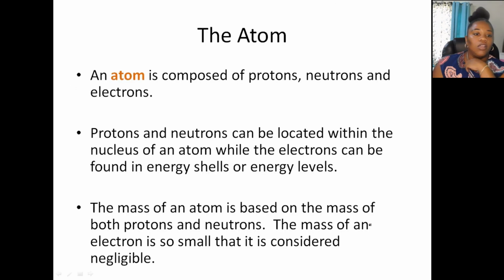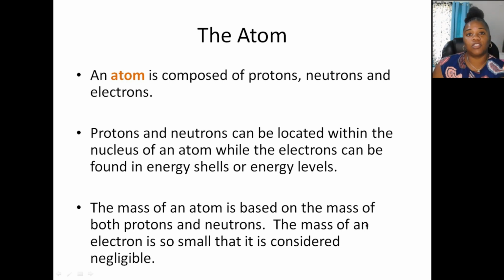Awesome. So let's do a little overview of the atom. The atom is composed of protons, neutrons, and definitely the electrons. Protons and neutrons can be found inside of the nucleus, whereas electrons will be found outside of the nucleus in what is called energy levels or energy shells. The mass of the atom is attributed to the weight, or the mass, let's not say weight, the mass of the protons within the nucleus.